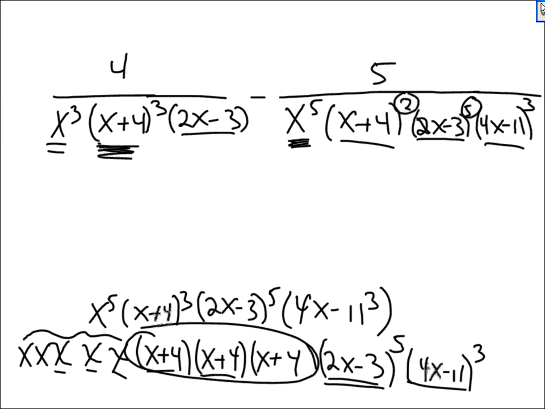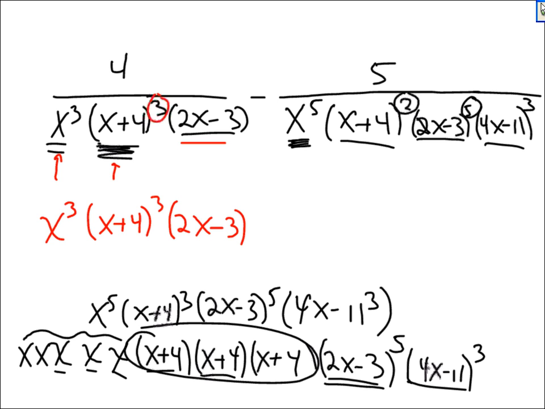Alright, so student grade. I need x cubed. I don't have it. I put it down. That is, I need 3 factors of x's. Think of it that way. I need 3 factors of x's. Well, I didn't write any down, so I had to write down all 3. Then I need 3 factors of x plus 4. Well, there it is. And I need 1 factor of 2x minus 3. So I didn't write it down yet. Well, there it is. Okay.